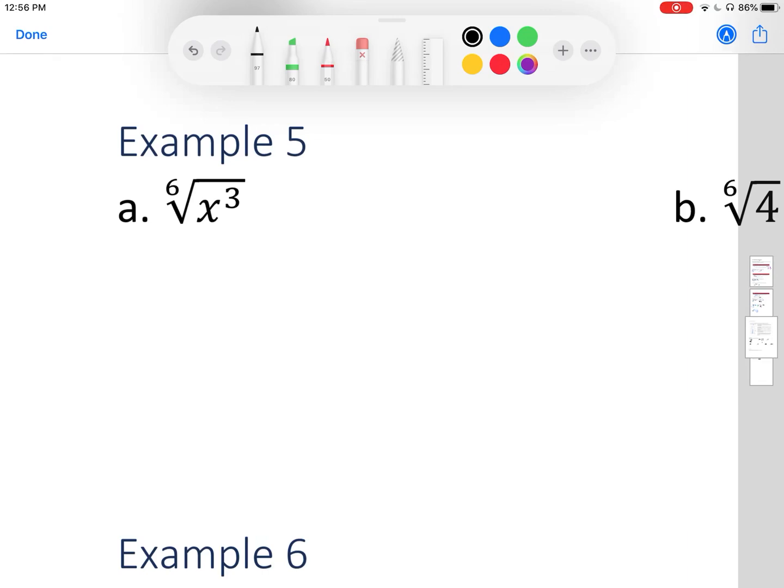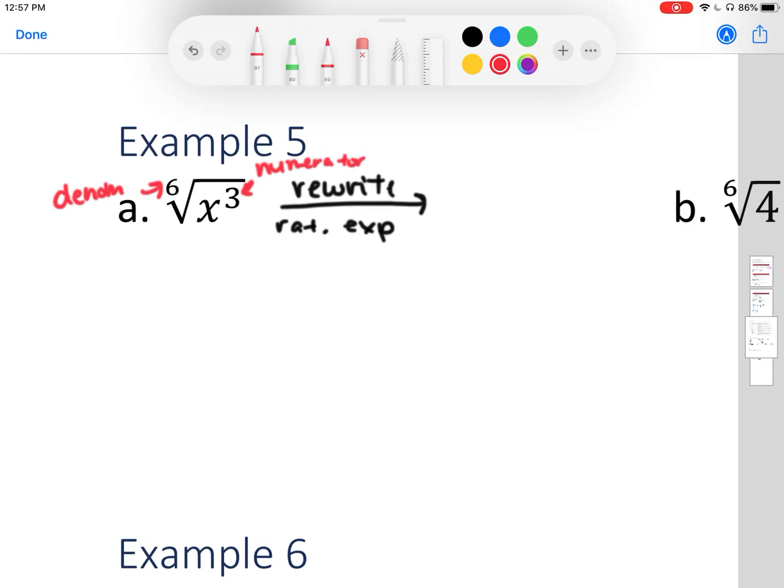Next example, let's rewrite it as a rational exponent. So remember, your index is your denominator and your exponent is your numerator. So we're going to take our base of x to the third power, and we're going to write it raised to the 3 divided by 6 power. And we simplify that fraction. 3 over 6 is the same as 1/2. So x to the 1/2 power.